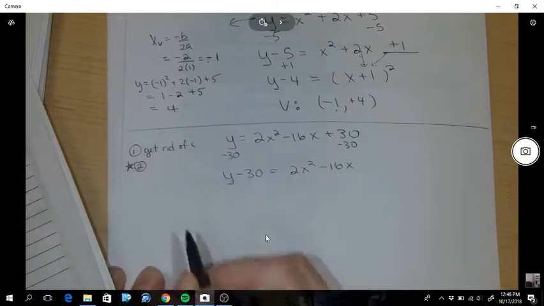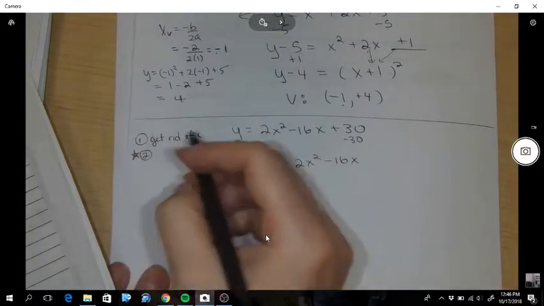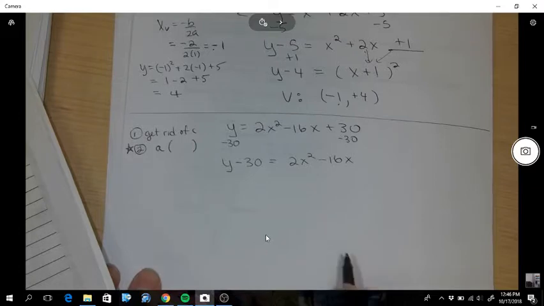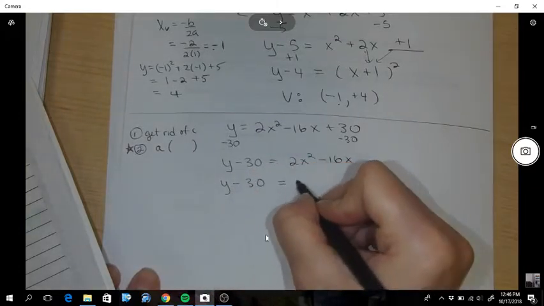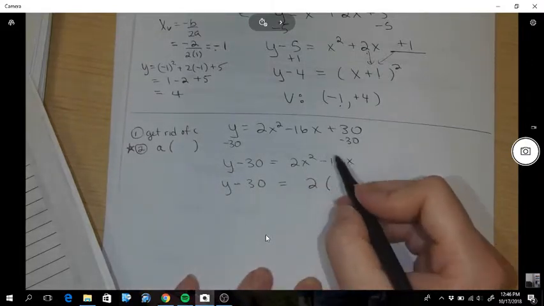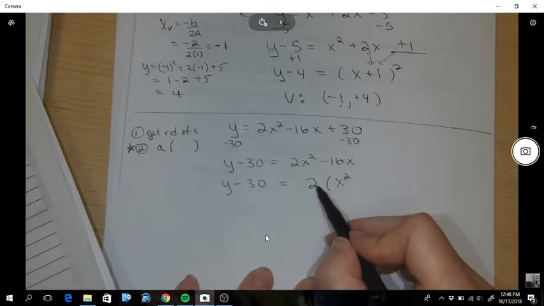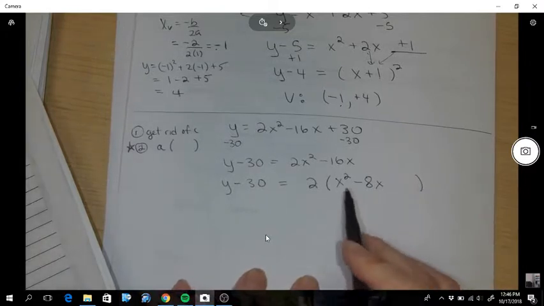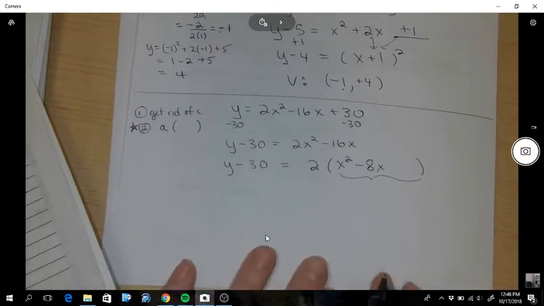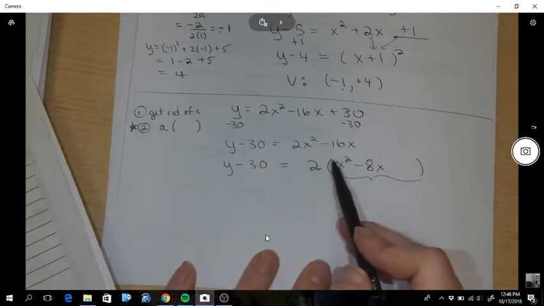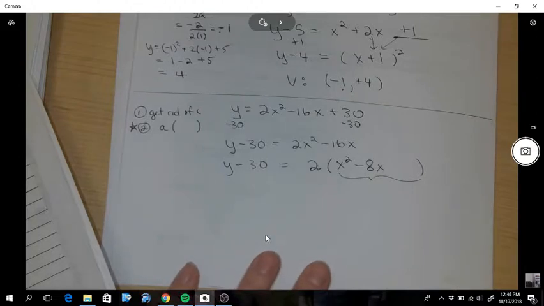Step 2 is now different. Okay, we need to factor a out. So we got y - 30 = 2[ ]. Now, if you take a 2 out, you get x squared. If you take a 2 out of this, you get -8. Then here's the trinomial that I want to work with. Do you see how I still have, if I FOIL this out or distribute it, 2x² - 16x? Didn't change anything, I just factored it out.